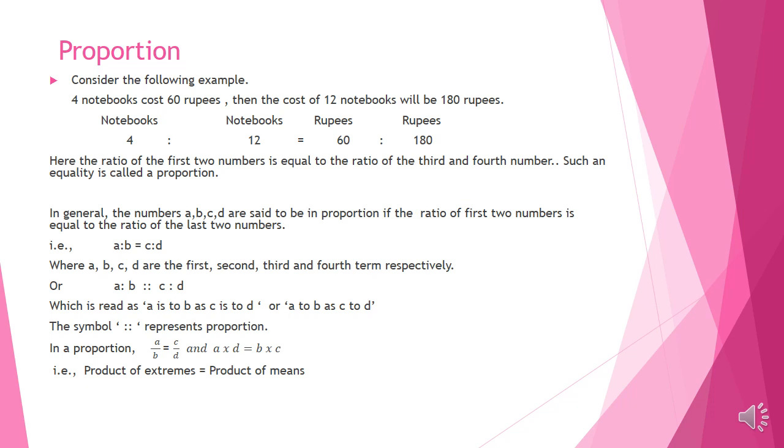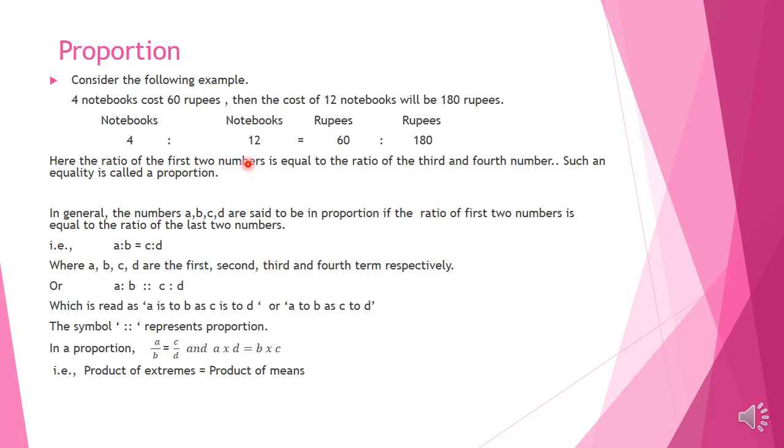Consider the following example. 4 notebooks cost 60 rupees. Then the cost of 12 notebooks will be 180 rupees. Here children, 4 notebooks, its cost is 60 rupees. So you can think, what is the cost of one notebook? The cost of one notebook will be 15 rupees. So 12 notebook cost will be 12 into 15. It is 180 rupees. And here we can write this as notebooks, 4 notebooks. And this is 12 notebooks.